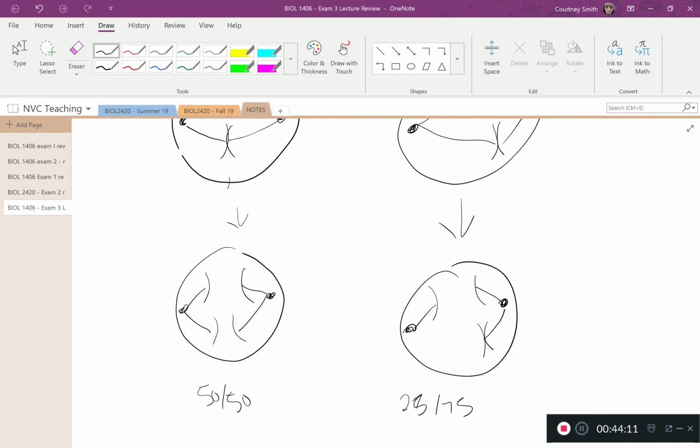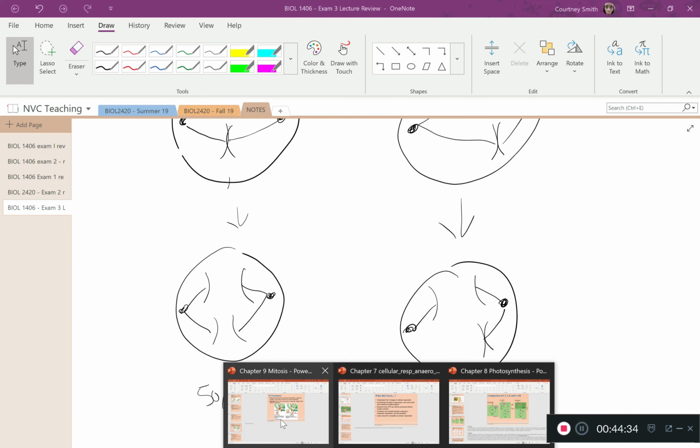So that is what the M checkpoint does. If you get this 50-50, then it can enter into anaphase. If you don't, where you get more of the 25-75 ratio, the cell will become stuck and it won't go any further. Okay.